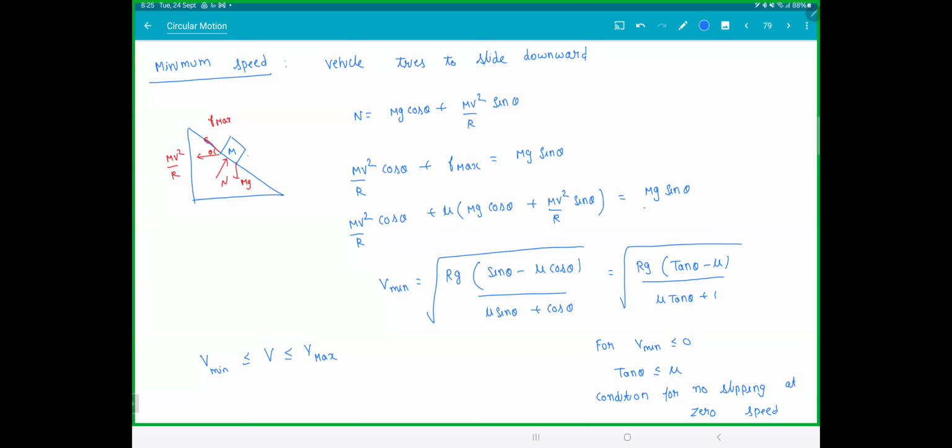So here V minimum is negative, what does that mean? You can't have a negative speed, right? Maximum you can have is 0 speed.